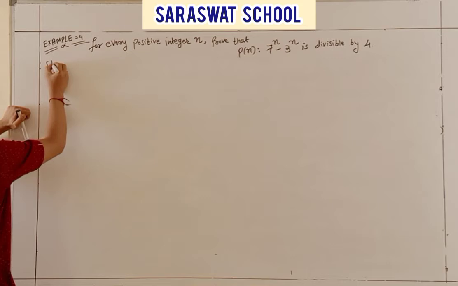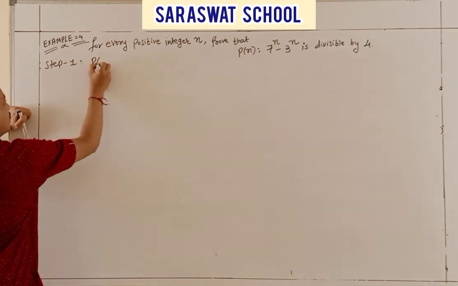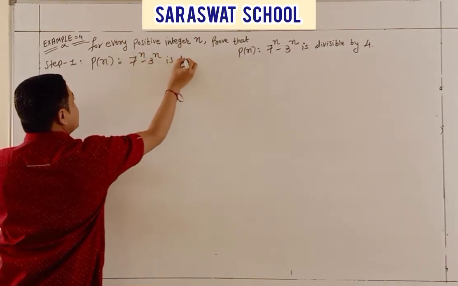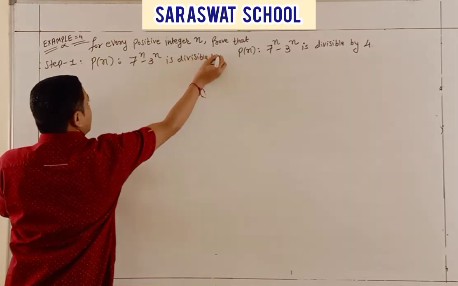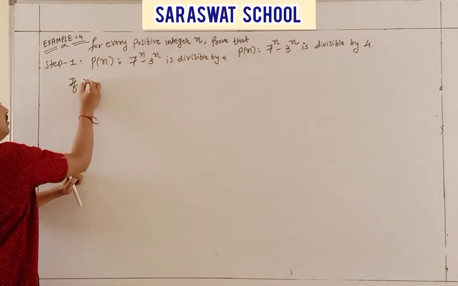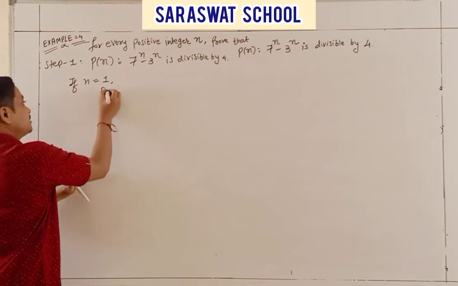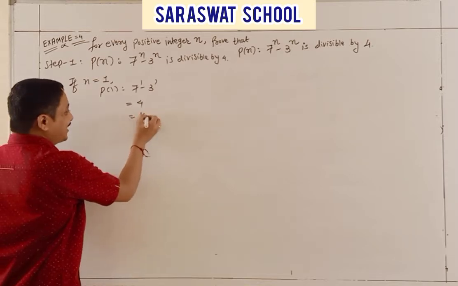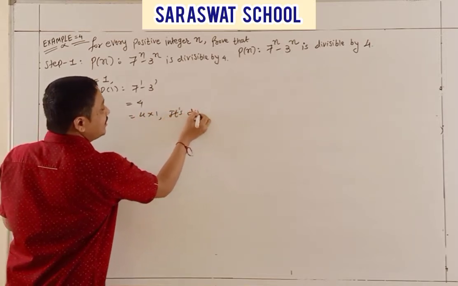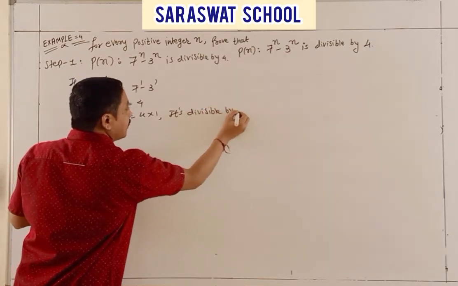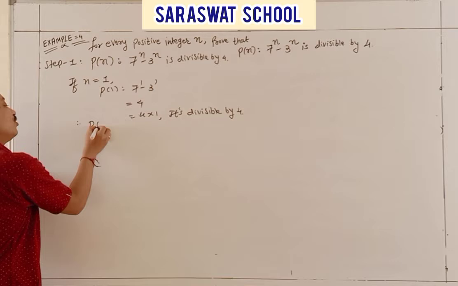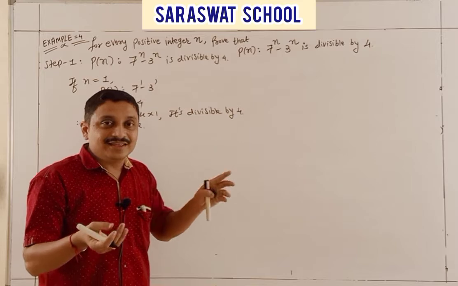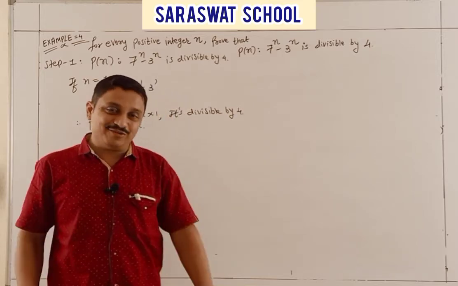So I am going ahead. Step 1. Pn is what you are proving: 7 raised to n plus 3 raised to n is divisible by 4. If n is equal to 1, apply on it: 7 raised to 1 plus 3 raised to 1 is 10, no wait, it is divisible by 4. So therefore P1 is true. Students, if you get 8, then you take 4 times 2, but divisible by 4, no?